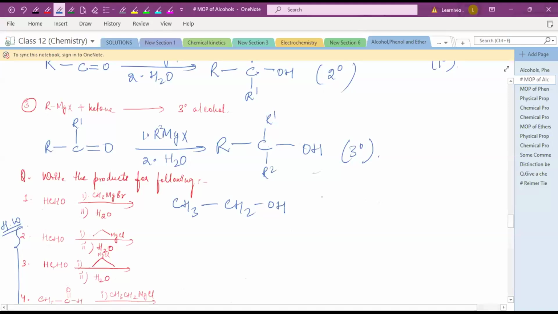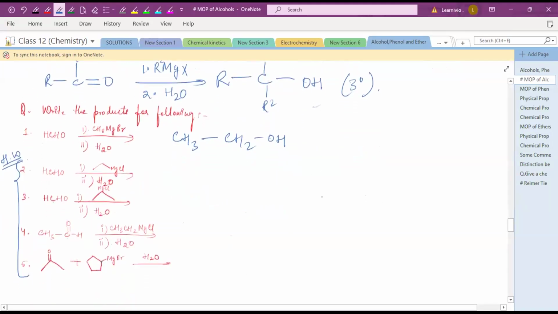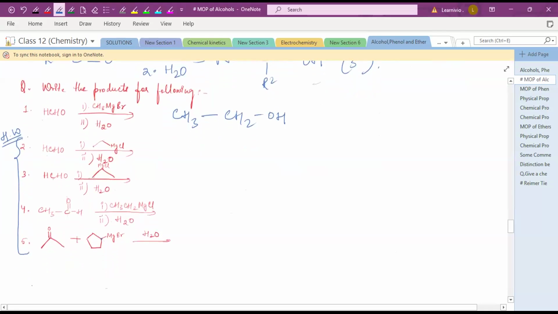Yes, ma'am. Okay, when we do the question, it will be more clear. I have given this question in your homework. So the first question is HCHO. What is this? This is formaldehyde, and you know very well formaldehyde on treatment with Grignard reagent will give you a primary alcohol. Now let's see. Suppose this is your HCHO.